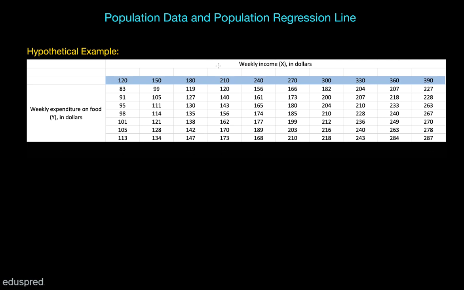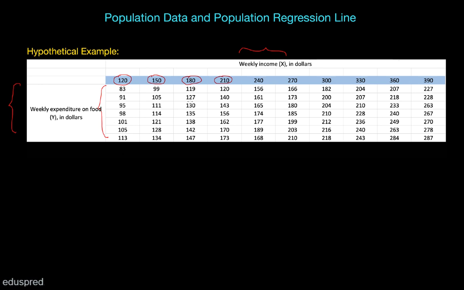The first thing that you have to note is that over here I have written weekly income, which is denoted by X, and over here I have written weekly expenditure on food, which is denoted by Y. It should be clear that the weekly expenditure on food is the dependent variable and the weekly income is the independent variable. Now let's understand how to read this particular table. These values that you see over here, 120, 150, 180, 210 and so on, are different values of weekly income. And these values that you see over here are different values of weekly expenditure on food.